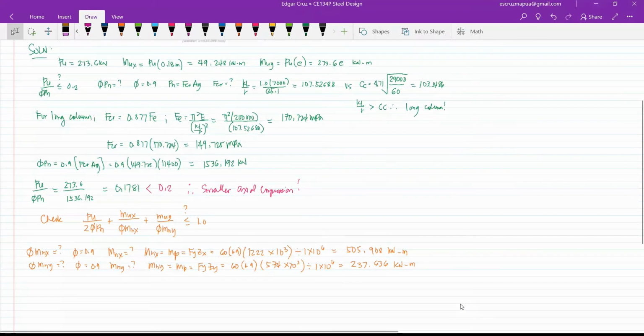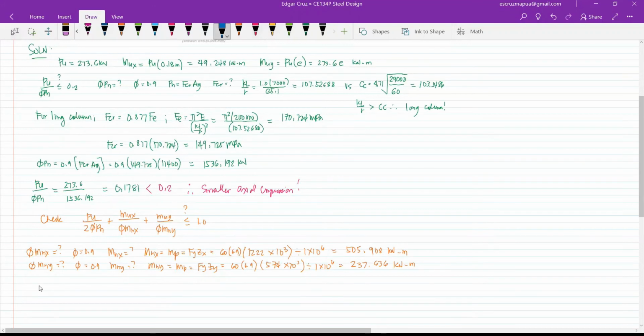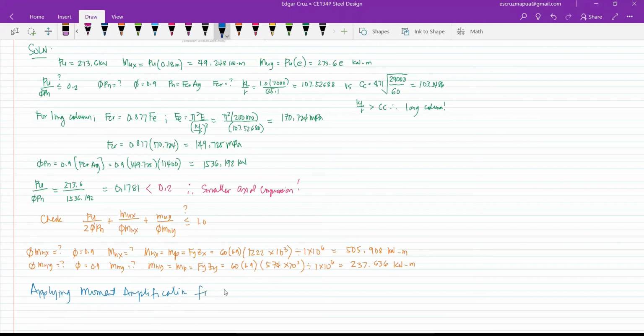Now, so ang gagawin natin dito is applying, let us apply moment amplification factors. And these are the B1 of X and the B1 of Y. Okay. So, saan ba natin kailangan yung mga amplification factors na yan? So, para makuha natin yung bagong MUX.